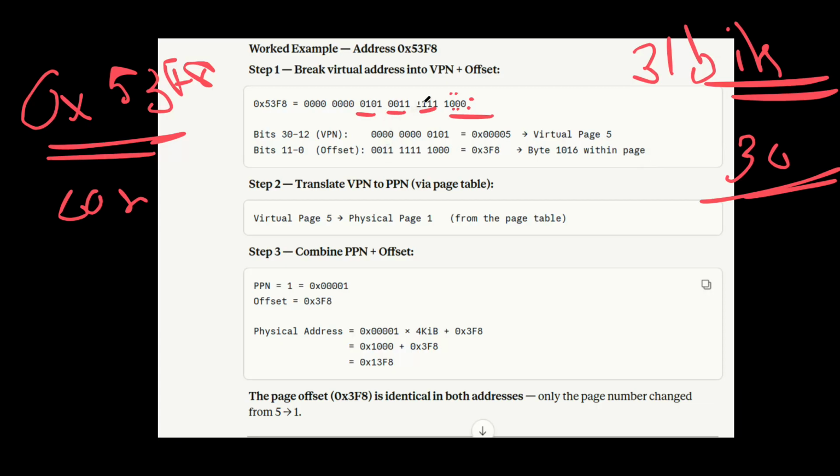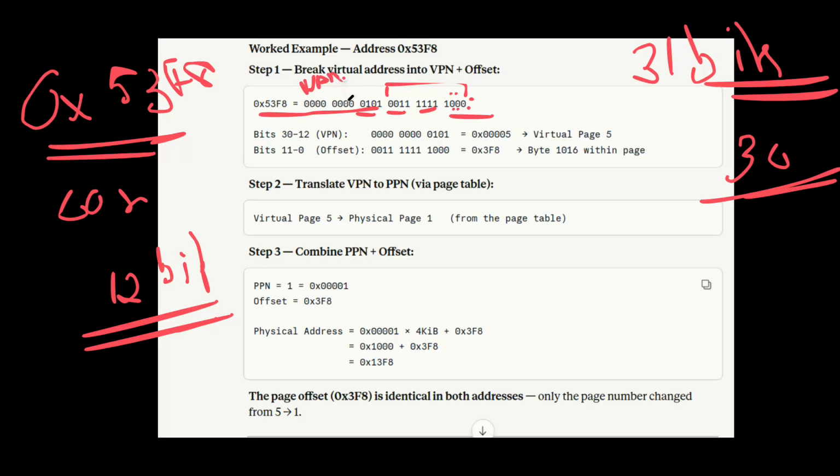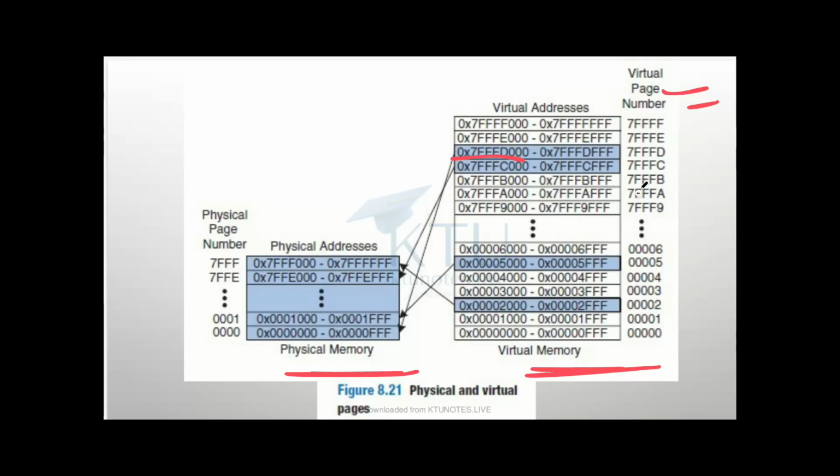Okay, the last 12 bits, I told you, are my offset bits. The offset bits would be these last 12 bits, and the rest of these bits would be my VPN. That means it is 0x5. In that 0x5 location, you have this virtual address with you.